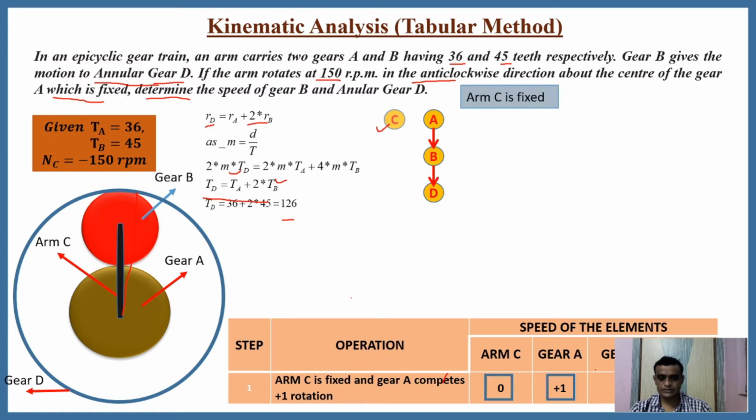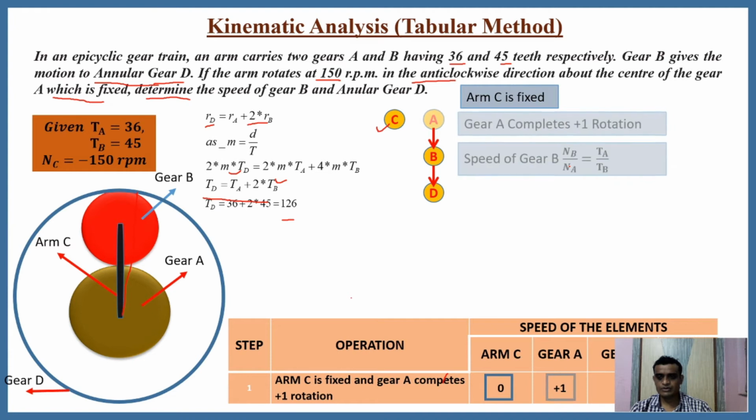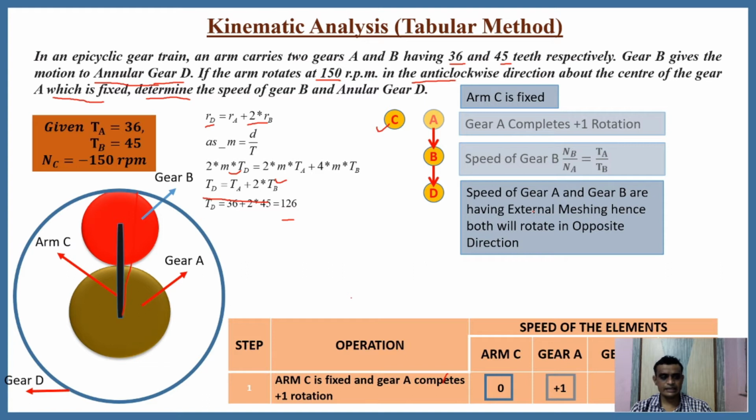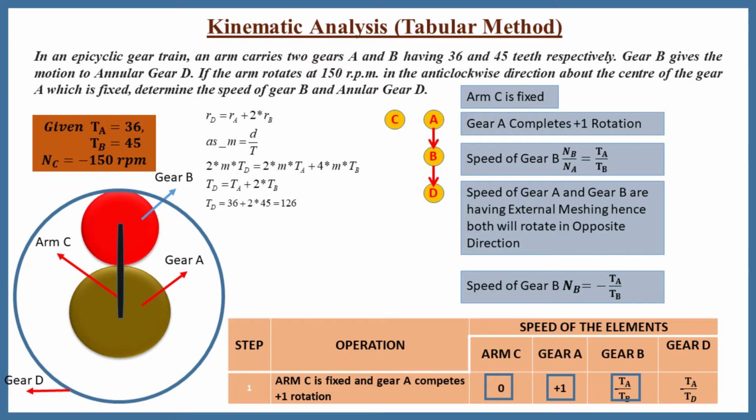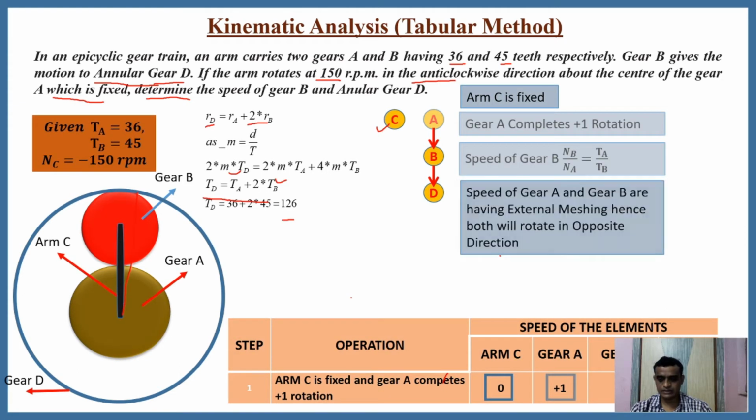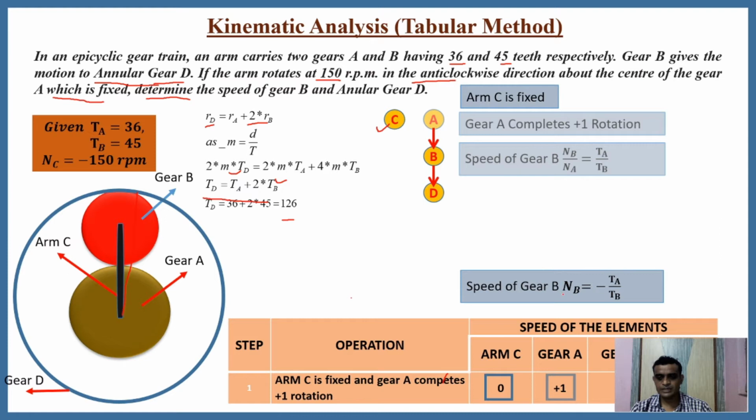Gear B, which is N_B, is equal to N_A is equal to T_A upon T_B. Again gear A and gear B have external meshing, that's why both rotate in the opposite direction. That means gear B rotates in the anti-clockwise direction. That's why N_B is equal to minus T_A upon T_B, because of its direction only. Otherwise the formula remains the same, only when it rotates in the opposite direction you need to take the negative sign.